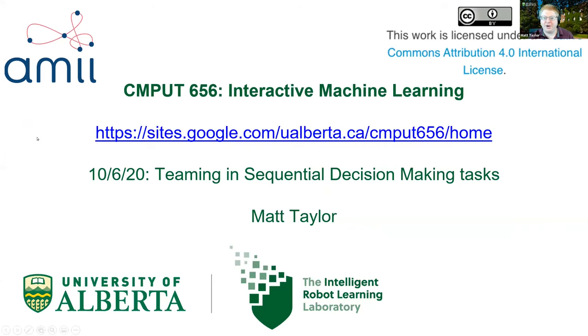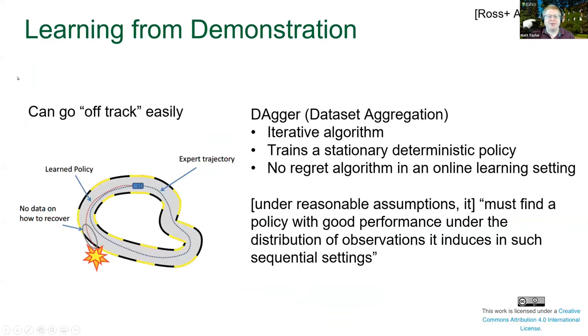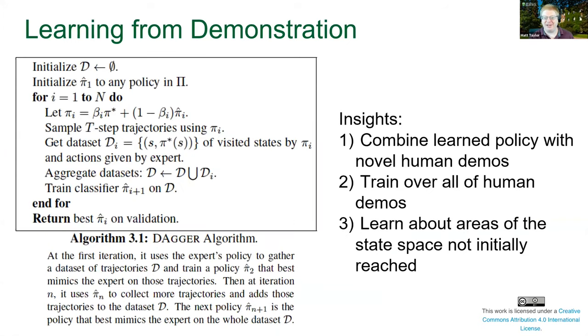The first piece of business: remember last time we talked about Dagger, this algorithm that could iteratively collect data, and I realized after the class that I kind of mangled the description. So I wanted to go back and correct myself. In particular, we're talking about how we're going to use this data. And the line of the algorithm I got wrong was here.